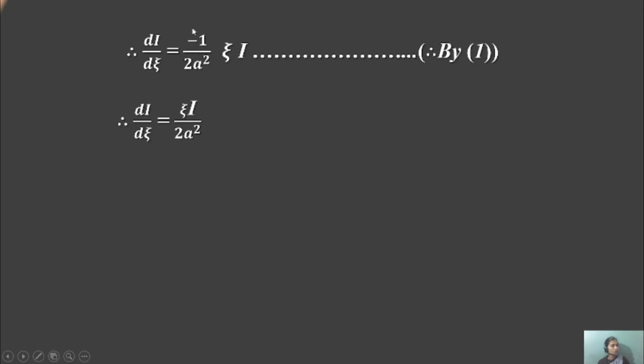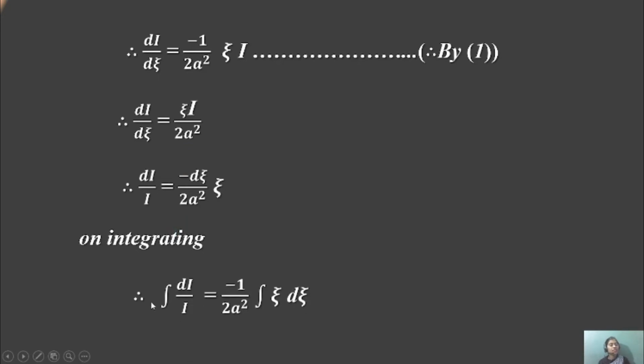Okay, dI/dξ equals -ξ I/(2a²), because the value is considered with 2a² and the minus sign. Balancing to this form, I is generated as a denominator: dI/I equals -ξ dξ multiplied by 1/(2a²). Then the third step is integrating. Integrating dI/I equals -1/(2a²) integration of ξ dξ. The integral of dI/I is log I.